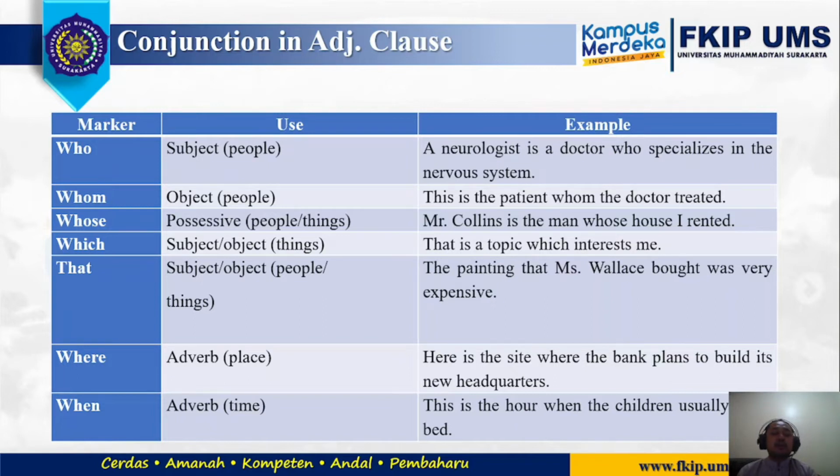Of course, when we have the marker where, it's going to be the adverb of place. When we are talking about when, of course it's going to be the adverb of time. For example, here is the site where the bank plans to build its new headquarters. And the next one, when: this is the hour when the children usually go to bed, right? So it's quite clear when we are using where and when. Of course, they are used for explaining the place or time. Okay.